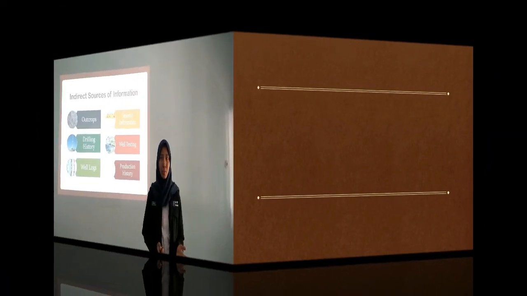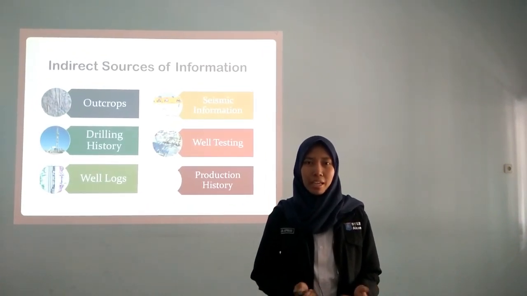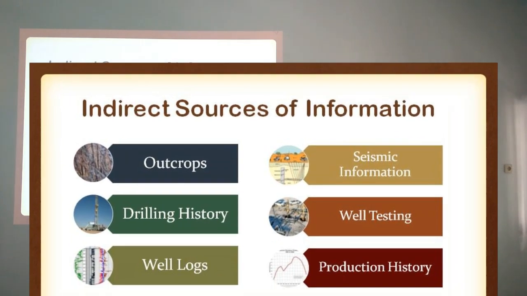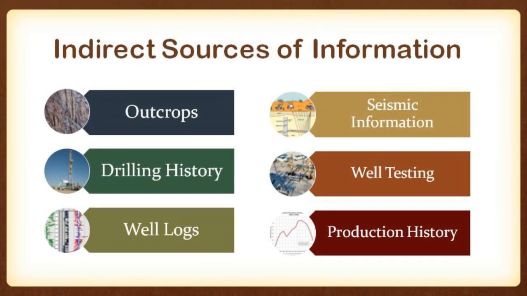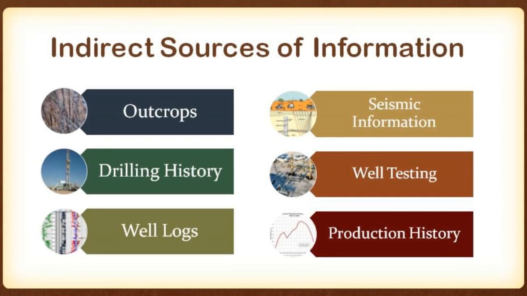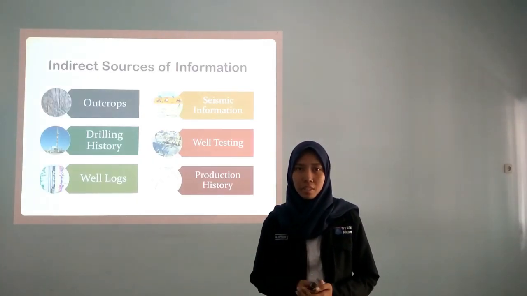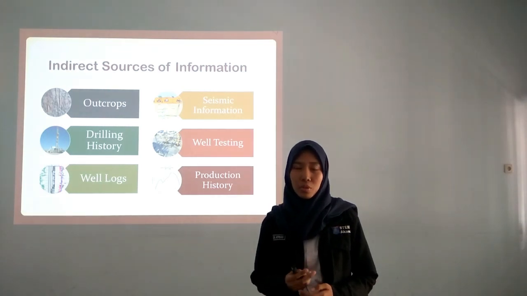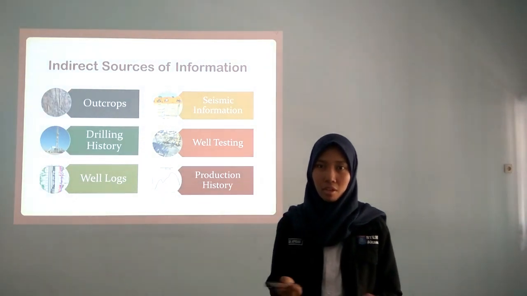Everything changes. And next we talk about indirect sources of information. Indirect sources of information include outcrops, drilling history, mud logs, well logs, seismic information, pressure data, and production history. And first is outcrops. There are two schools of thought when it comes to the evaluation of outcrops.